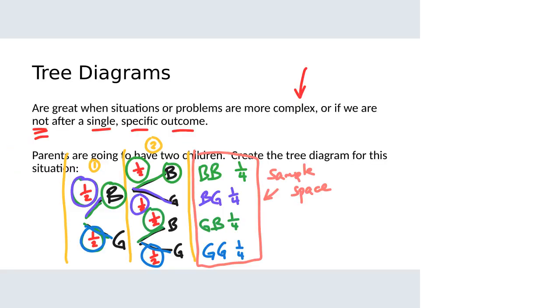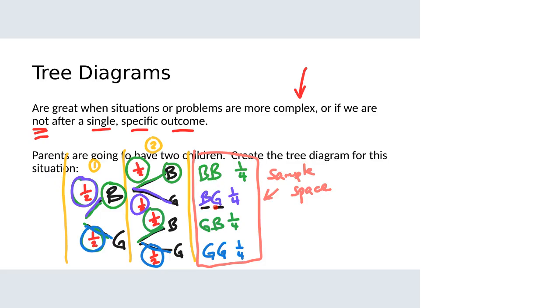Go look at our sample space. Exactly 1 boy. So exactly 1. That means no more, no less. Exactly 1 boy. So here it's boy followed by boy. That's 2 boys. So that's no good. That's not going to be a success in this case.